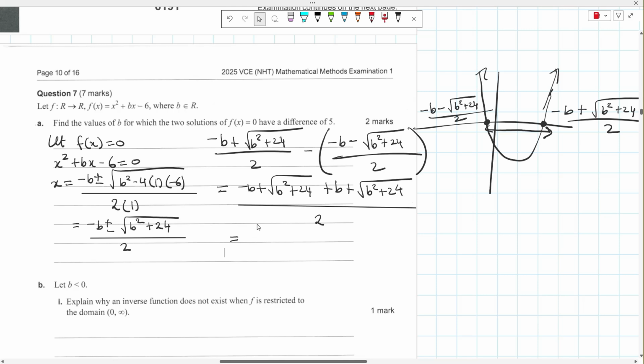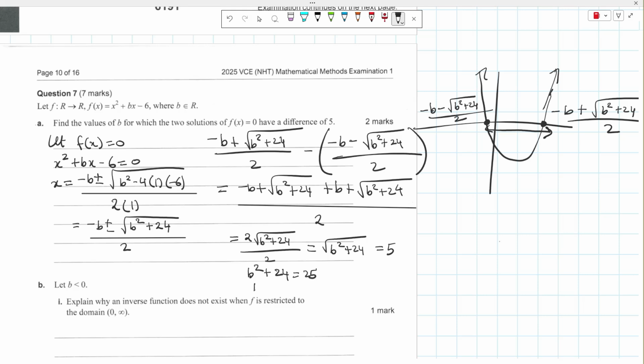Now negative b and plus b will cancel out, and we get this thing plus the same thing. So we just get 2 times the square root of b squared plus 24, divided by 2. So the difference between the two is actually just the square root of b squared plus 24. And we want the difference to be 5. So squaring both sides, we get b squared plus 24 is equal to 25. b squared is equal to 1, and we get b is equal to plus or minus 1.